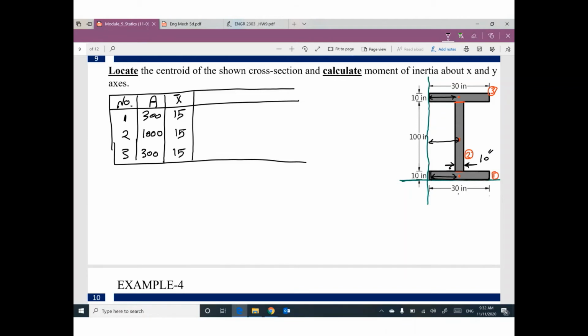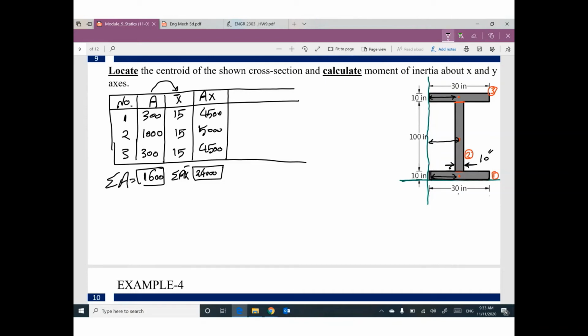Can you multiply area times X? This column times this column. So 300 times 15, 4,500. 15,000. 4,500. Can you get the summation for this column, which is called summation of area? Can you get the summation for this column, which you call summation of area times X bar? Yeah, I can do. This one will be 24,000. This one will be 1,600.